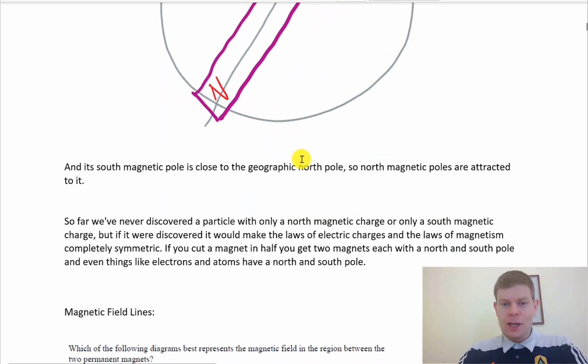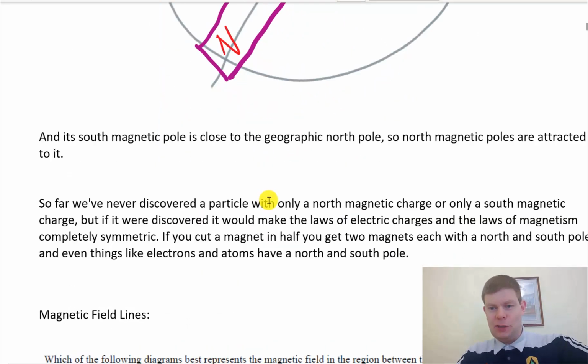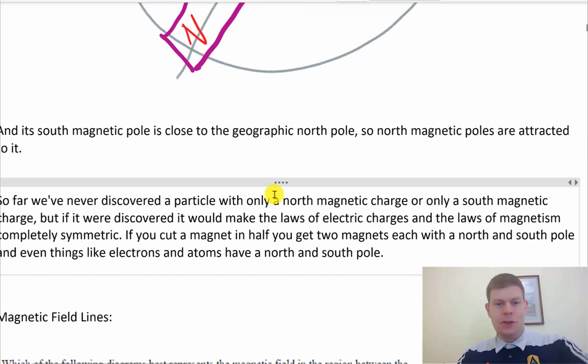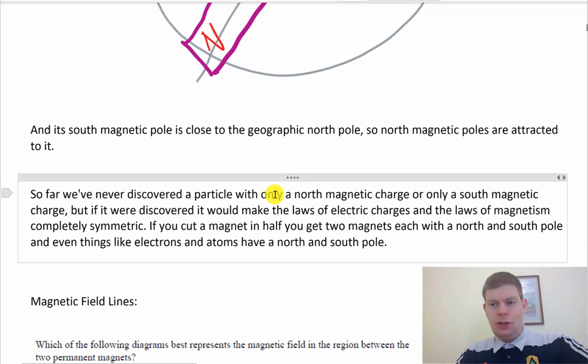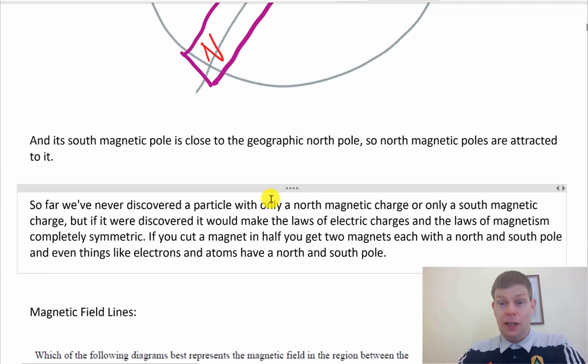Anyway, now this little bit's pretty interesting. The laws of electrostatics are very, very similar, especially once you get into university and get to Maxwell's equations. You'll be like, there is a lot of symmetry here between electricity and magnetism. Really, if we could find something with a single north charge and no south, or a single south charge and no north, it's called a magnetic monopole.